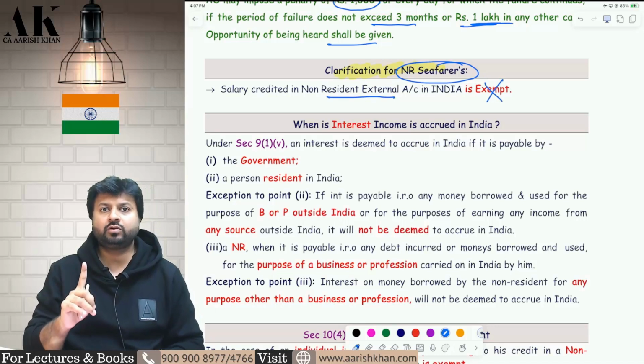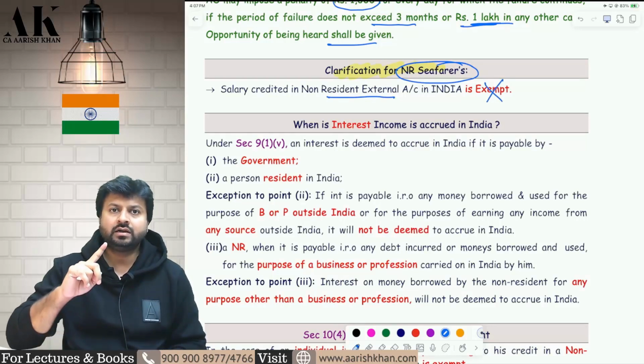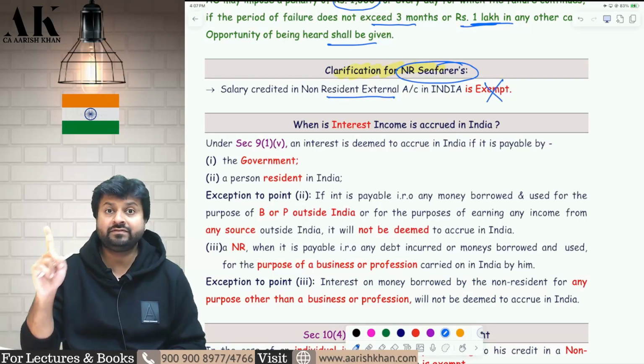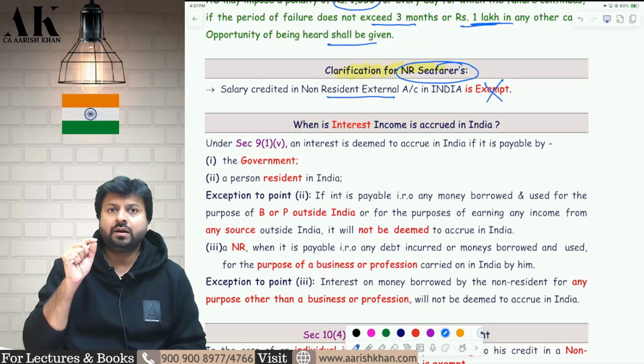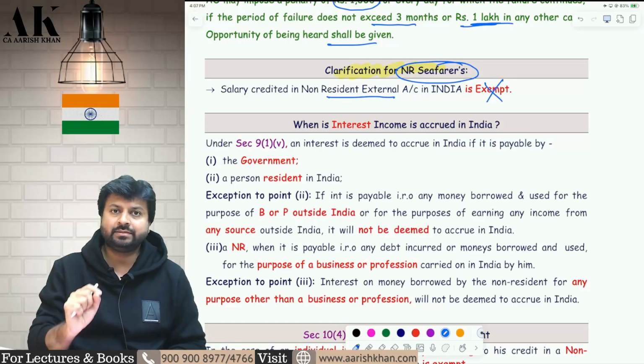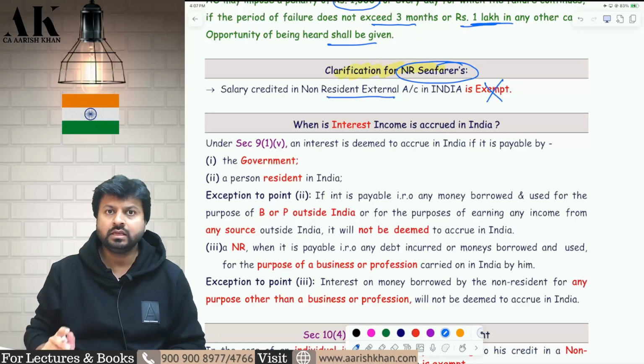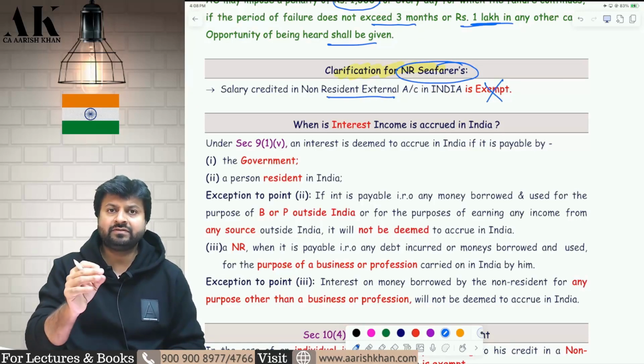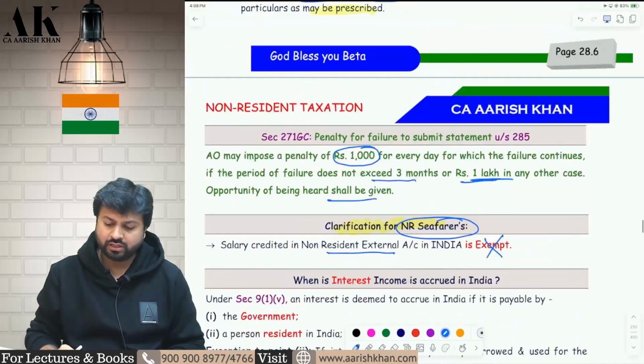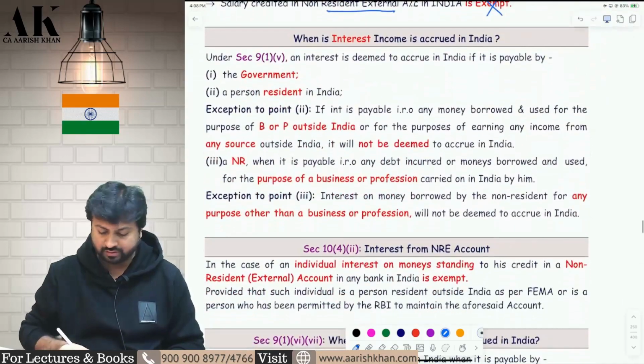Now this is applicable for whom? All those who are non-resident seafarers, who are traveling in the sea, and if they receive their salary in a bank account in India in a non-resident external account, then it is exempt. If they receive it in a non-resident ordinary account, NRO account, then it will be taxable. It is only exempt if it is received in an NRE account, not in the NRO account. I hope it is clear to all of you.